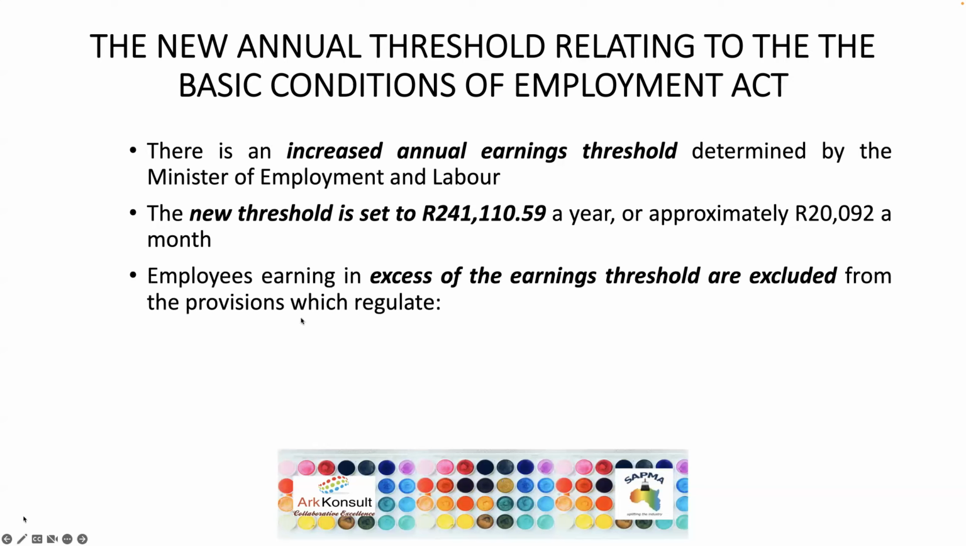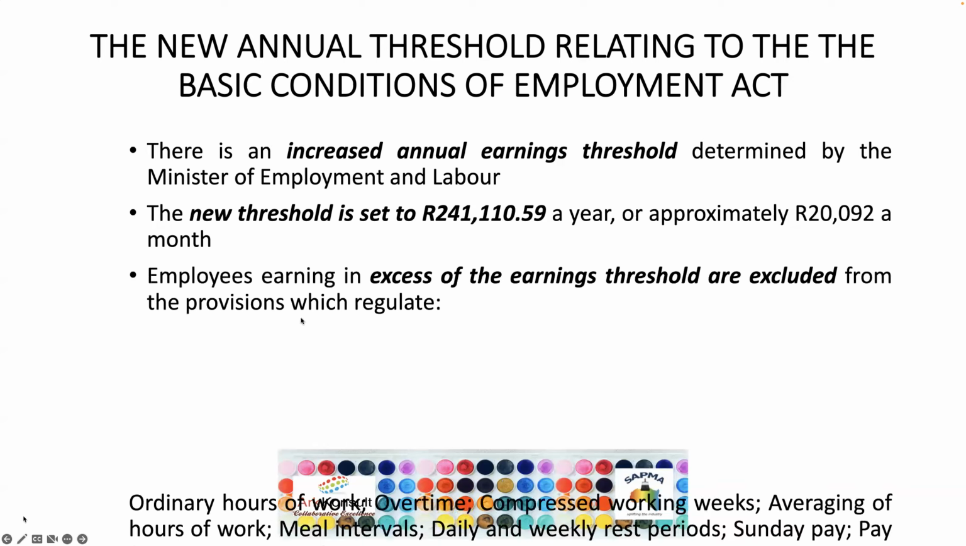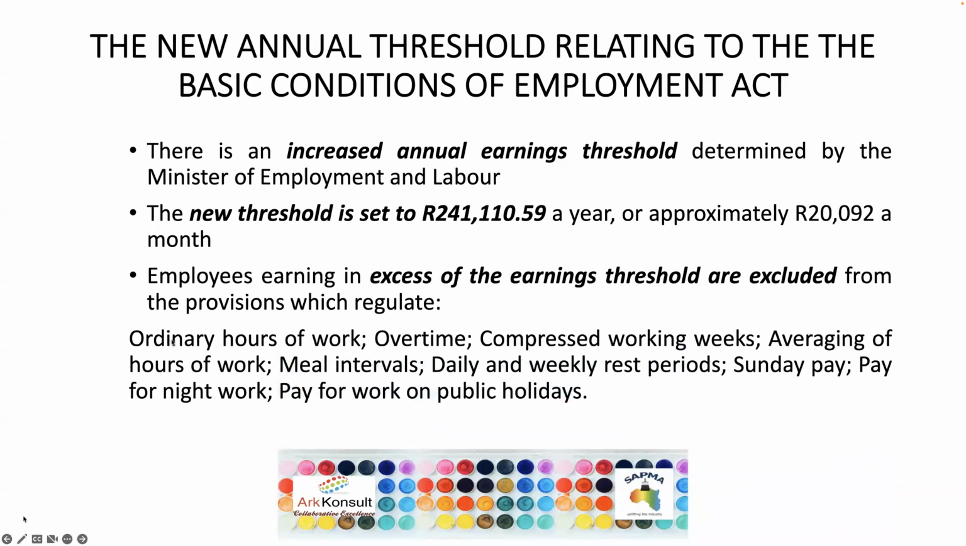Employees earning in excess of that threshold are excluded from the provisions which regulate everything from ordinary hours of work to overtime, compressed working weeks, averaging of hours of work, meal intervals, daily and weekly rest periods, Sunday pay, pay for night work, pay for work on public holidays. So unless there's a specific express agreement between you and people earning more than 241,000 Rand a year in your company, they are exempt from what the Basic Conditions of Employment Act have to say about all of these things.